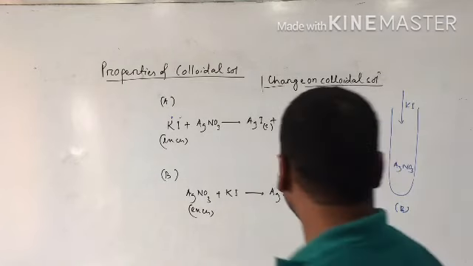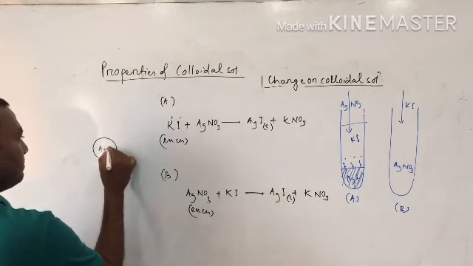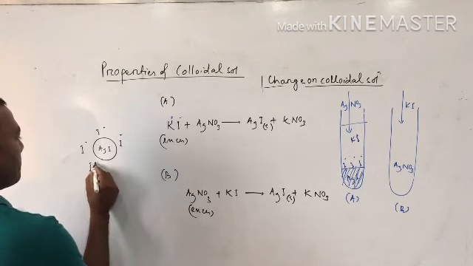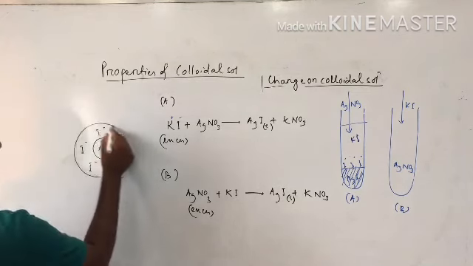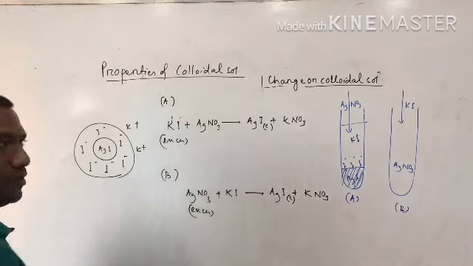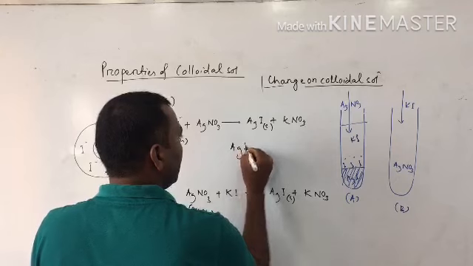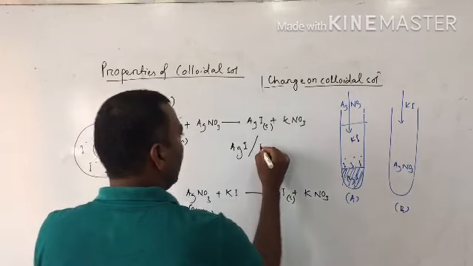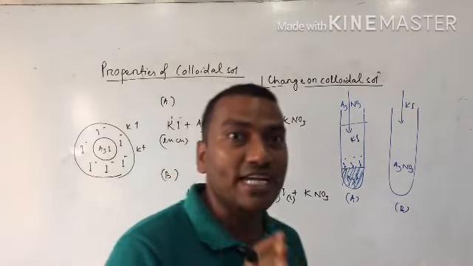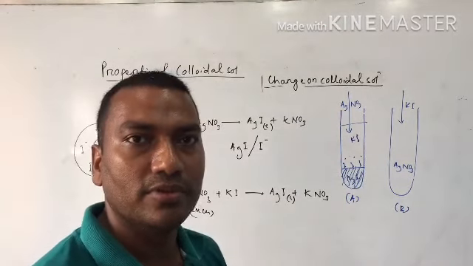If we represent it in this form, suppose this is our precipitate AgI, and outside is I minus, and surrounding that solution is K plus. So how can we represent this? It can be represented like this: AgI, this is solid, and I minus. Understood? So which type of charge will develop in test tube A? In test tube A, negative charge will develop.